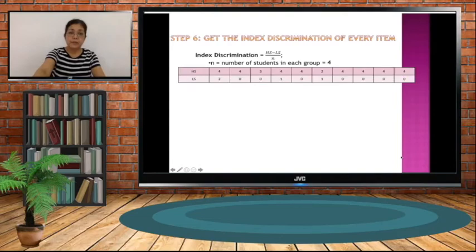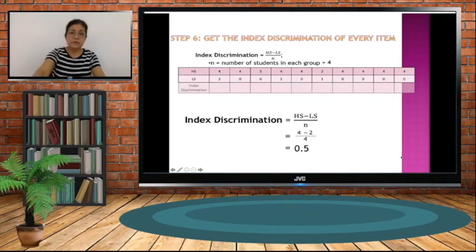Okay, so we look at the different scores of the high scorers and low scorers. Let us apply the formula. For item number 1, we have 4 minus 2 divided by 4, and the answer is 0.5. You simply subtract the score of the low scorers from that of the high scorers and then divide it by the number of students in each group. For item number 2, that will be 4 minus 0 divided by 4, so our answer is 1.